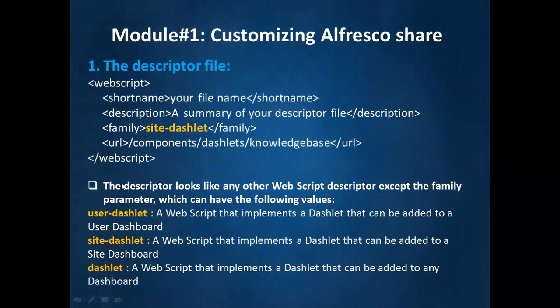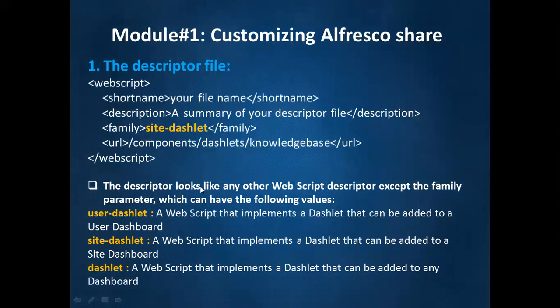After that, in the URL tag, you will give the URL of your dashlet file. For example, components/dashlet, and you will give the name of your dashlet here. For example, my file name will be test dashlet, so I wrote test dashlet here. This is just a simple URL. So I will read this part now.